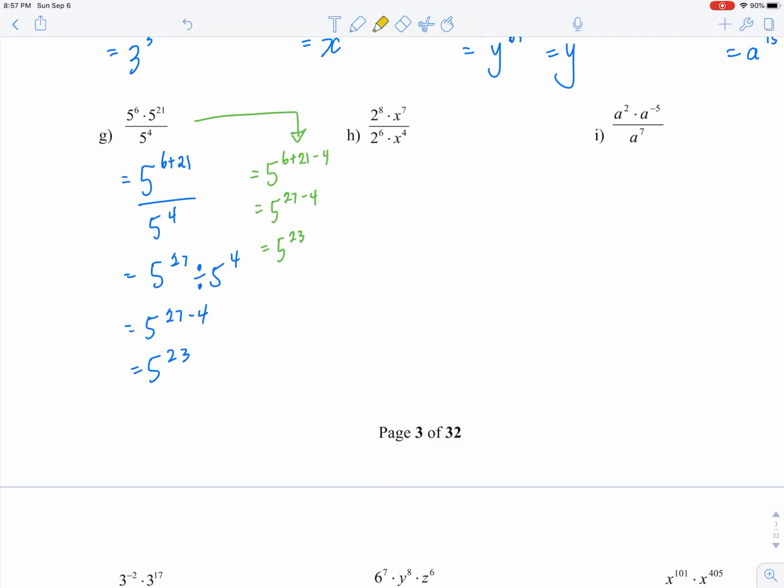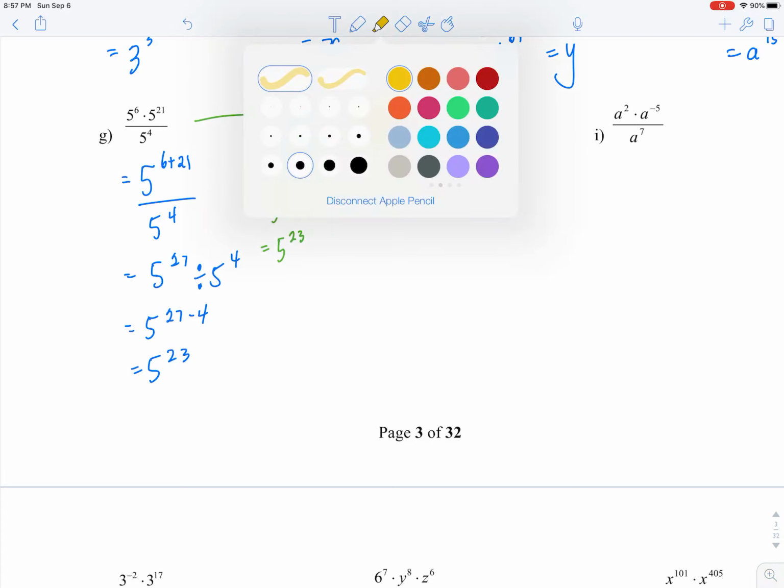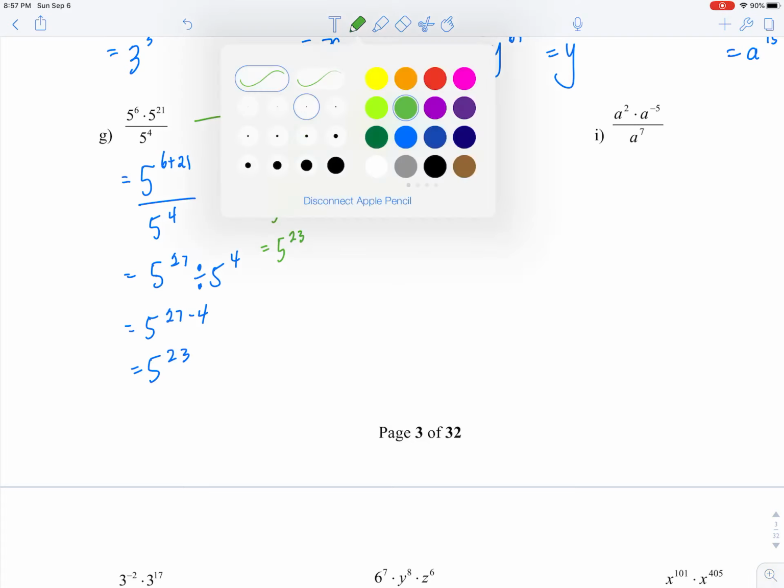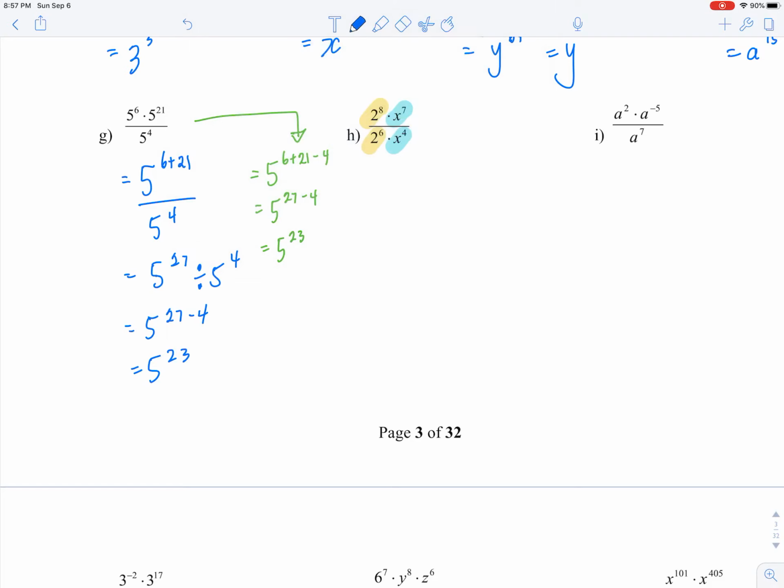For this next one, we have two different bases. We have base 2, and then we also have base x. So we're going to deal with each base on its own. So this would be the same as 2 to the 8 minus 6, because there was division, times x to the 7 minus 4. We're subtracting because it was dividing. So we end up with 2 to the 2 times x to the 3.